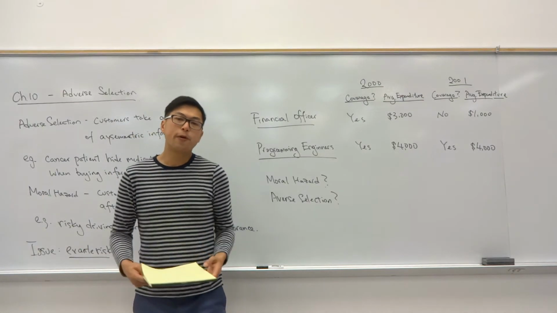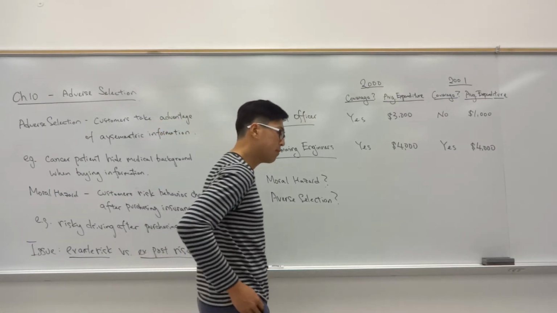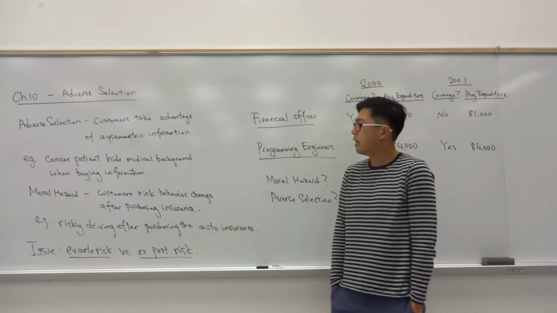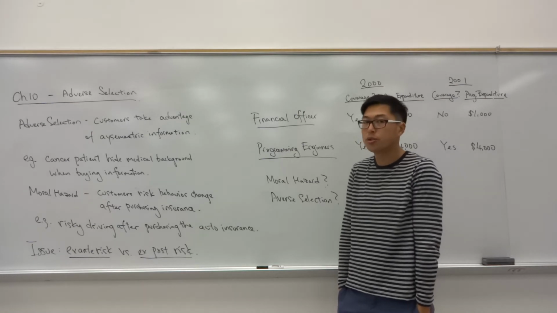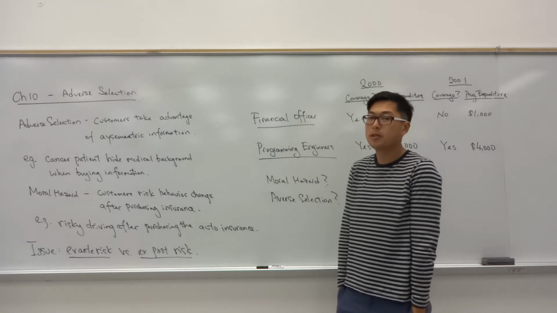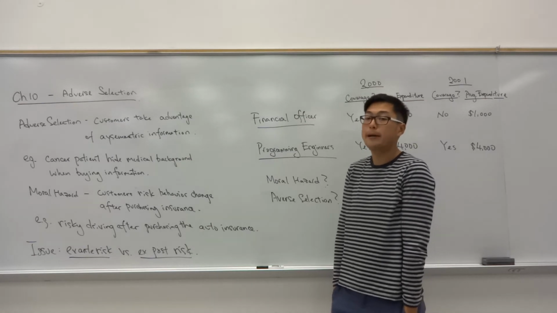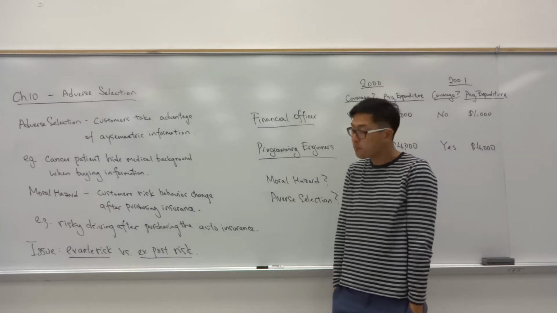So this is one very quick example that illustrates the problem of adverse selection and moral hazard. We have talked about the solutions to adverse selection in the PowerPoint slides and also the textbooks. So I strongly recommend you take a look at the PowerPoints and also read the textbooks.